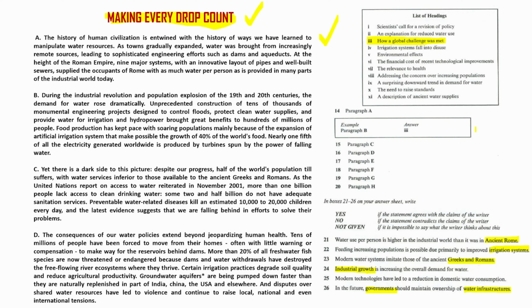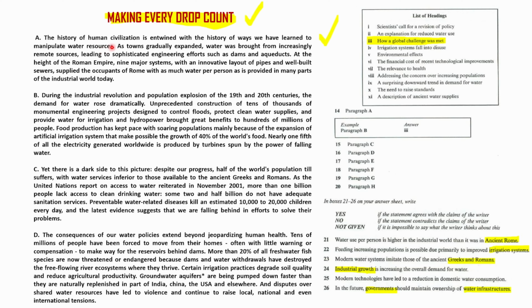After doing this, we have kept these keywords in our mind, right? So we go to question number 14 here and start finding our answers. Let's go to the paragraph. It's written that the history of human civilization is entwined with the history of ways we have learned to manipulate water resources. So it's talking about human civilization and water resources, and that we have learned to manipulate water resources in the history of human civilization.